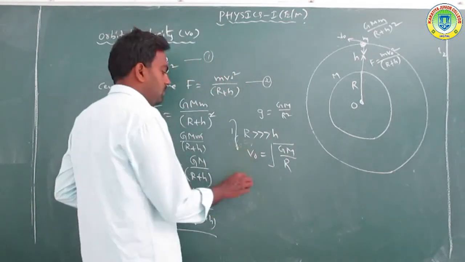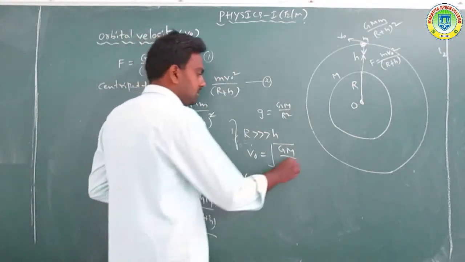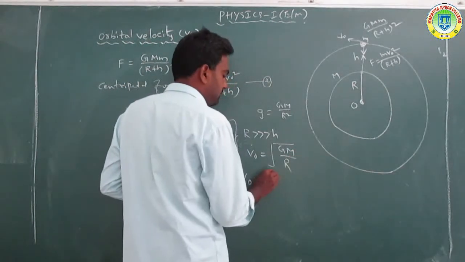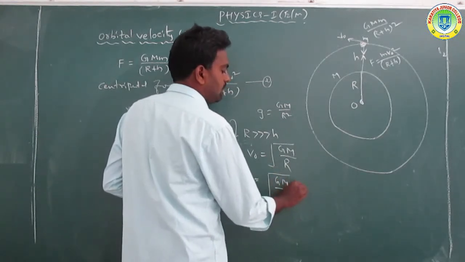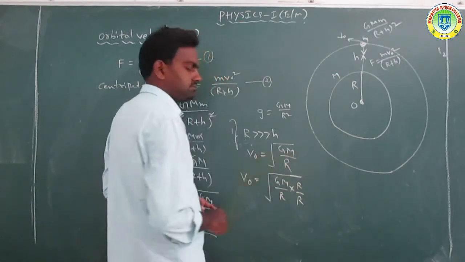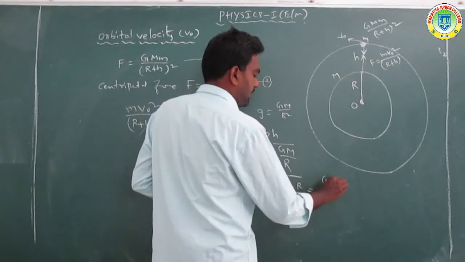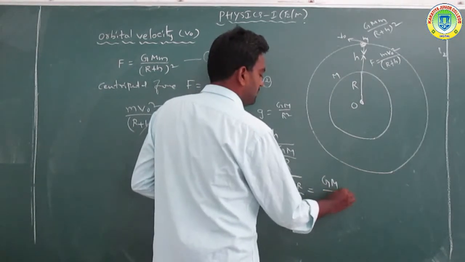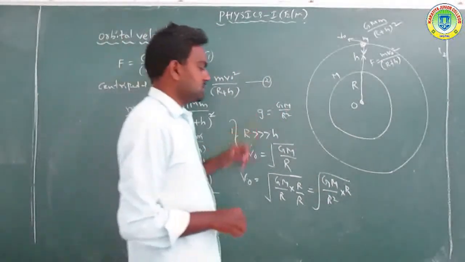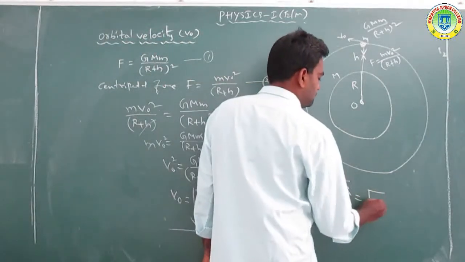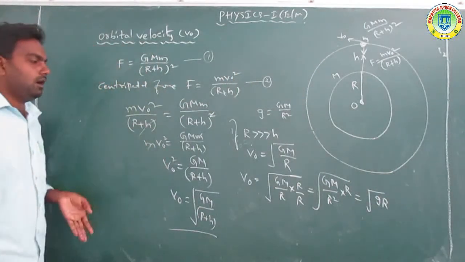Now V naught is equal to the square root of G M by R, multiplied and divided by R. Now we can write it another way: G capital M by R square into R. G M by R square we can write as small g. So that is equal to the square root of g into R. So this is the orbital velocity.